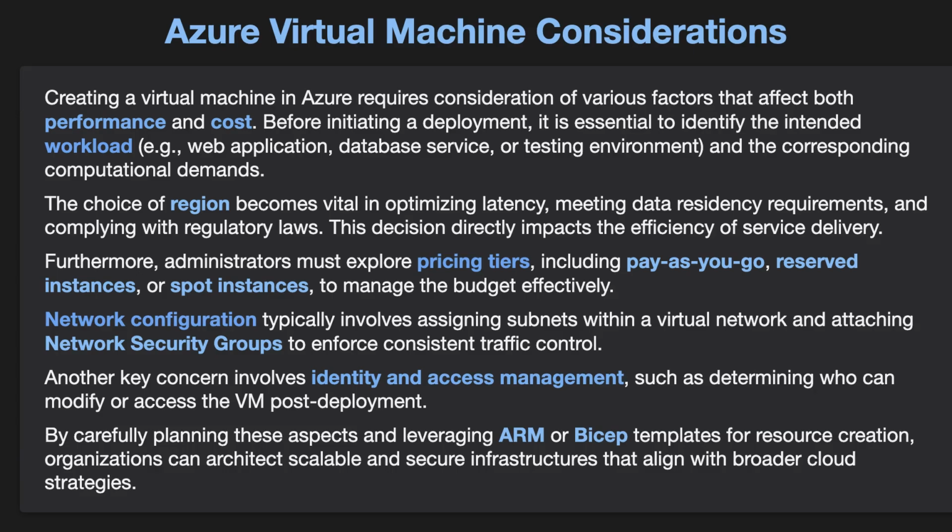Network configuration typically involves assigning subnets within a virtual network and attaching network security groups to enforce consistent traffic control. Another key concern involves identity and access management, such as determining who can modify or access the VM post-deployment. By carefully planning these aspects and leveraging ARM or bicep templates for resource creation, organizations can architect scalable and secure infrastructures that align with broader cloud strategies.